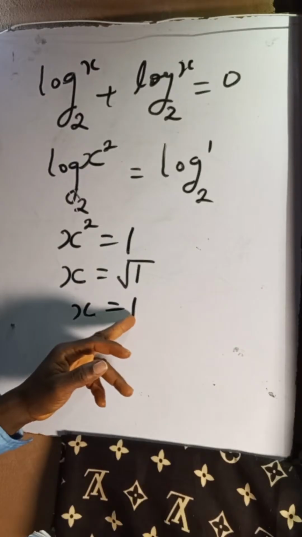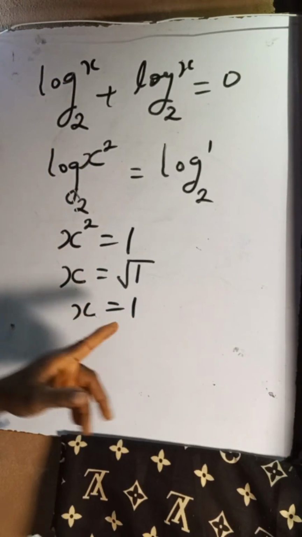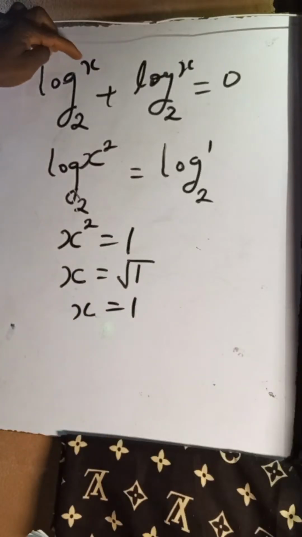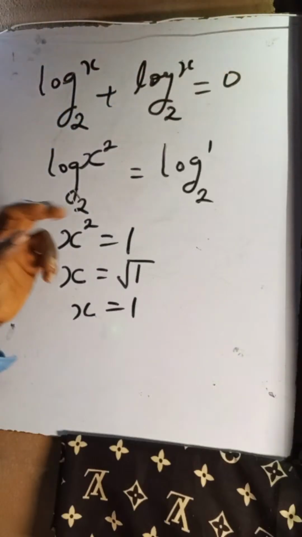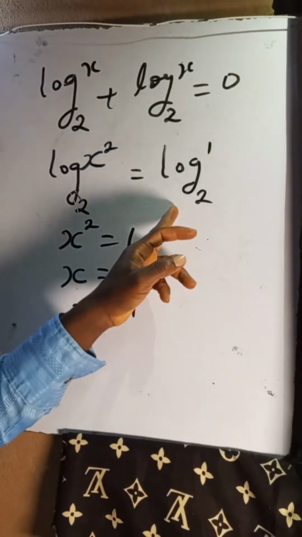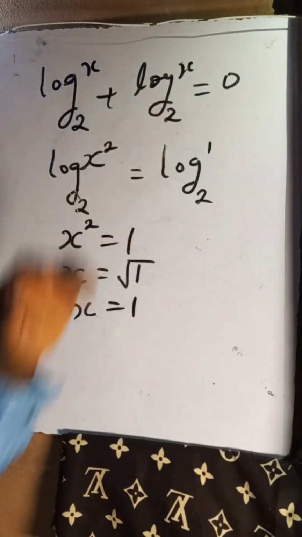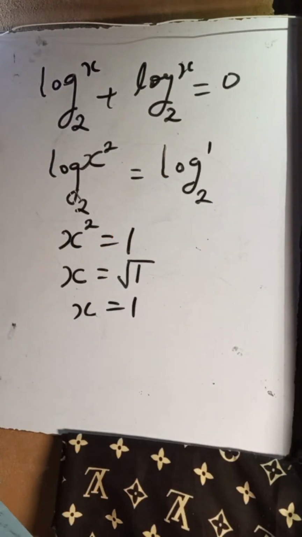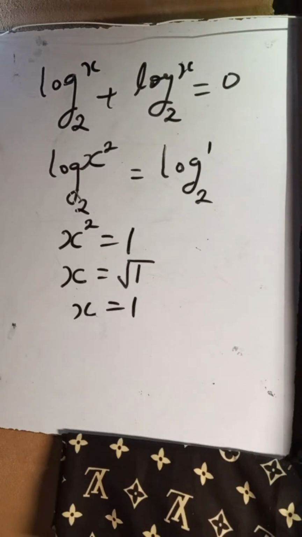If you want to check, put 1 here. Don't put minus 1. Minus 1 will not give you the answer. So the answer is actually 1. Put 1 here is 0. Put 1 here is 0. So 0 plus 0 equals 0. So the logarithm of 1 to any base is 0. That's the implication. That's why we have 0 here. I hope this is very much understood. So just understand the basics and you are good to go.